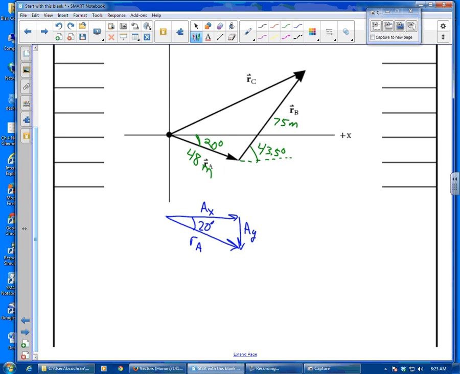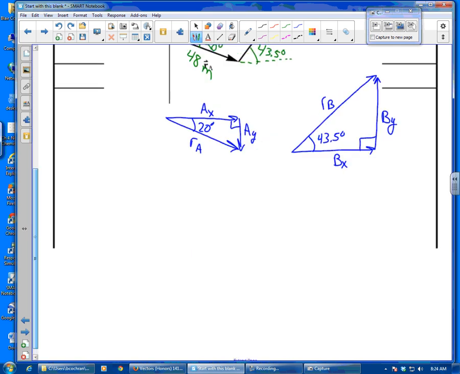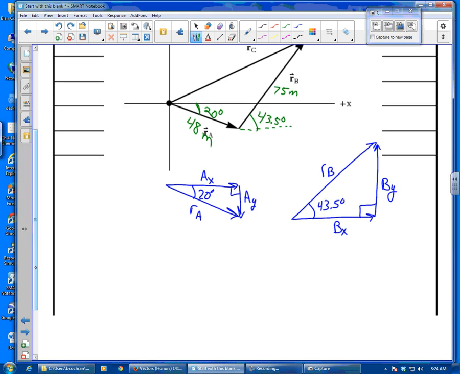All right, and then I'm going to draw RB, and it's going to have horizontal and vertical components. This angle will be 43.5 degrees, and this is RB here, and so it will have BX and BY. So these are right triangles. Then I'm going to do a third one just to help me, again, organize my thoughts.